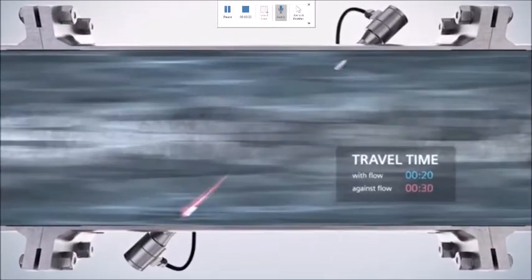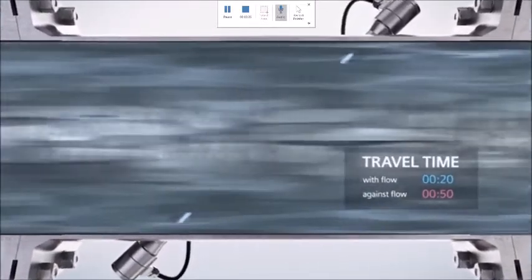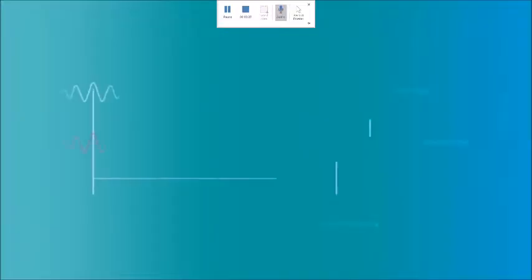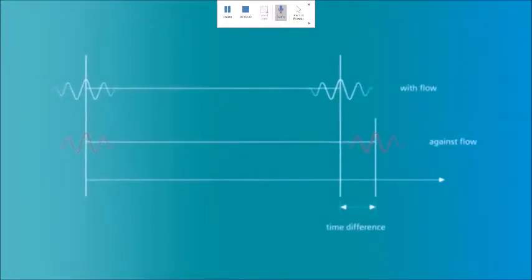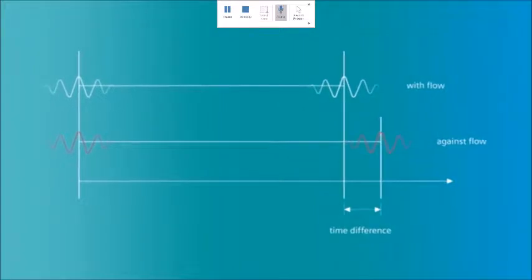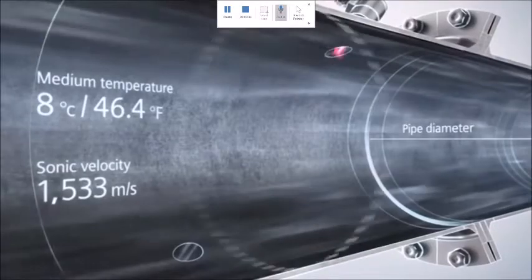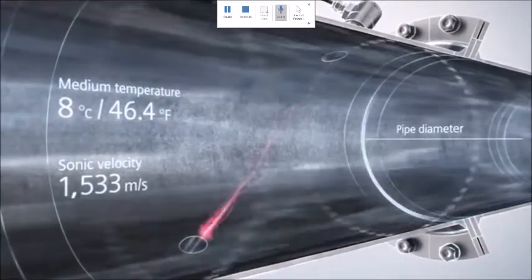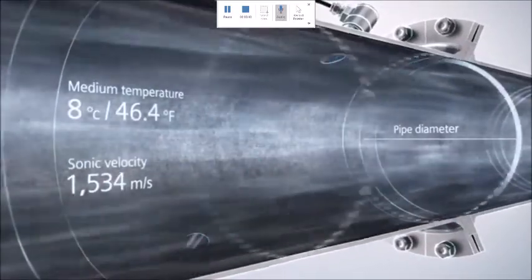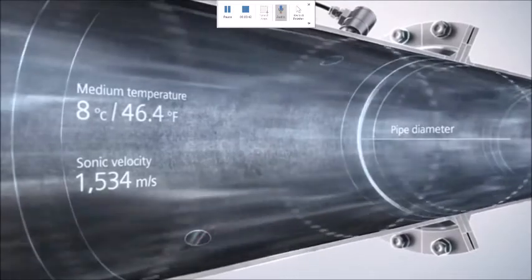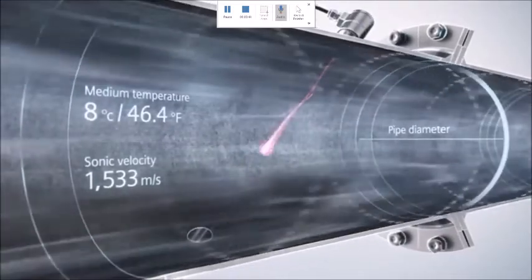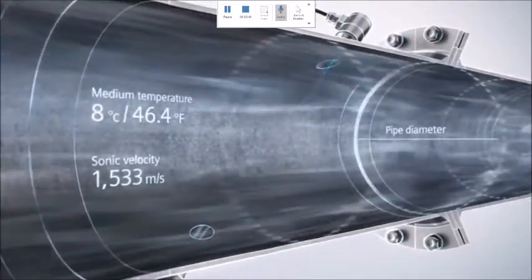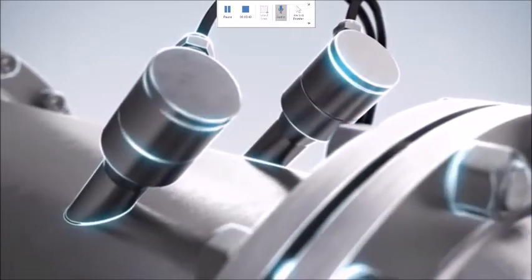When the waves travel with the flow upstream, they're going faster than when they travel against the flow downstream. As the flow increases, the velocity increases, causing a greater difference in the frequency shift. And the frequency shift is the time between the signal being sent, as you can see here with the little blue particle and red particle.